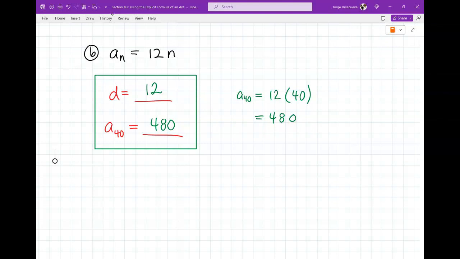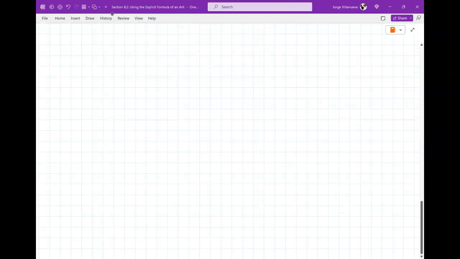Just identify your d value, which is right next to the n. Okay, it's the one multiplying the n. And then plug in numbers to find the terms. All right. So, next example.